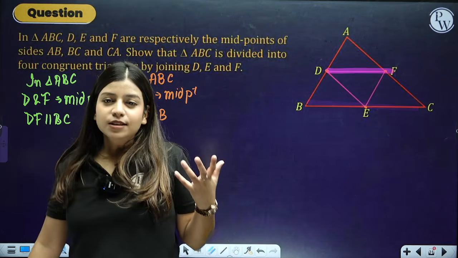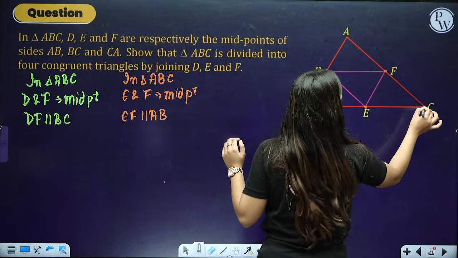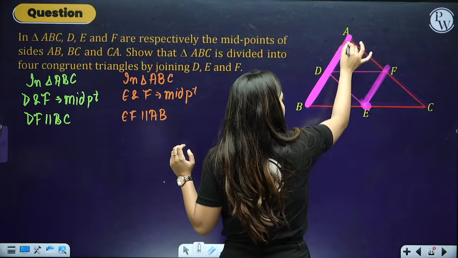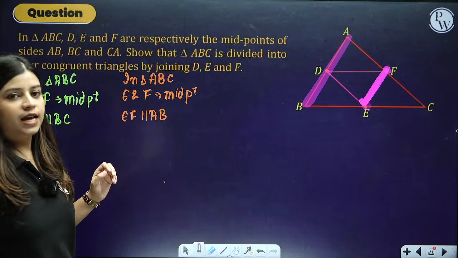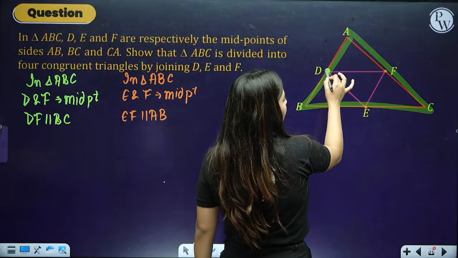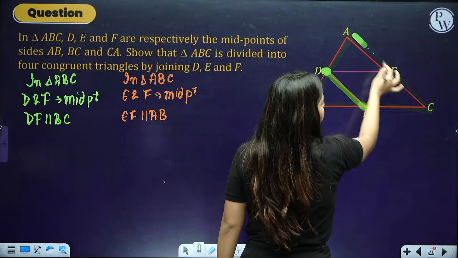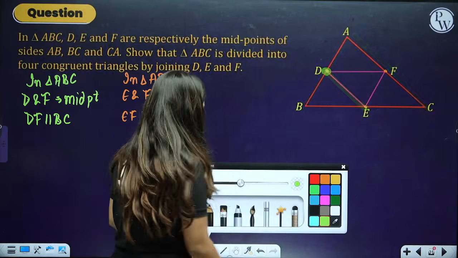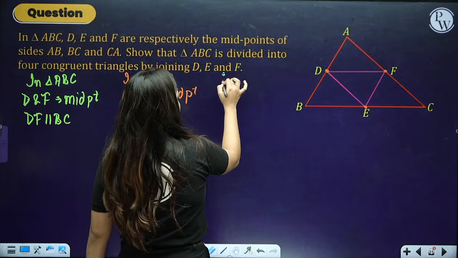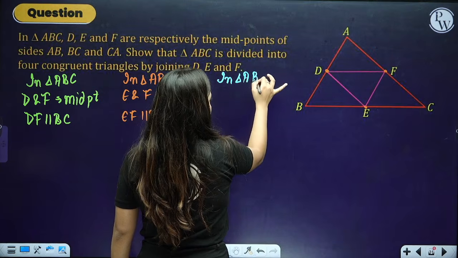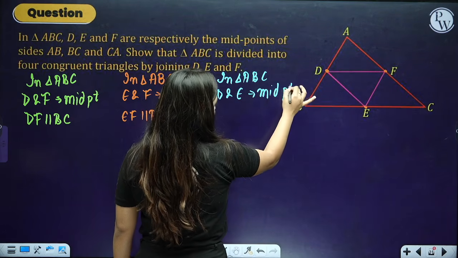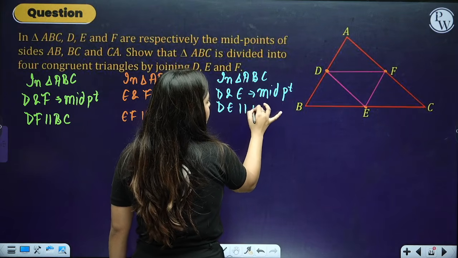If in this triangle ABC, E and F are the midpoints, this EF will be parallel to the next side. Similarly, if we take triangle ABC and D and E are the midpoints, so DE will be parallel to FC. So 3 conditions we can take, right? So simply we will write that again in triangle ABC, if D and E are midpoints, we can say that DE is parallel to AC.